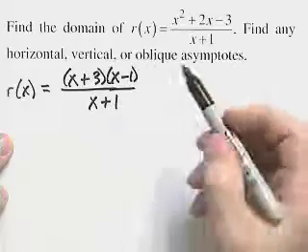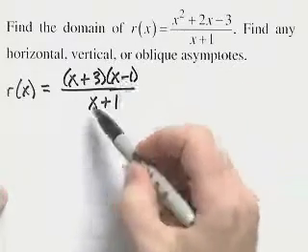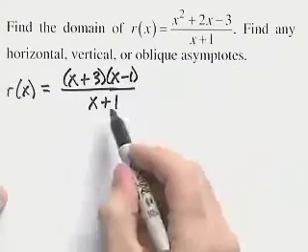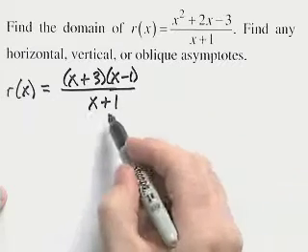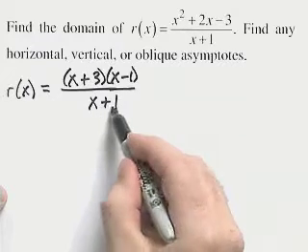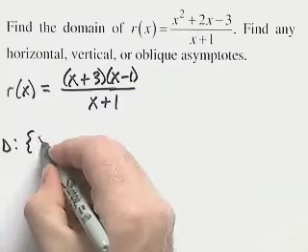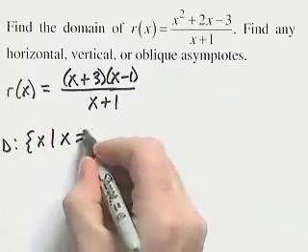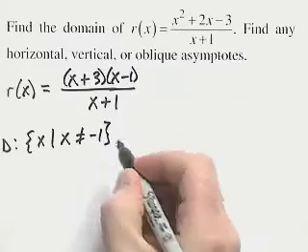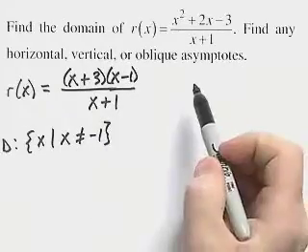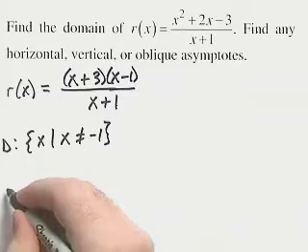To determine the domain, recall that the domain of a rational function is all real numbers except where the denominator is 0. In this case, x equal to negative 1 makes the denominator 0. So our domain is the set of all real numbers x such that x is not equal to negative 1. To determine the asymptotes, we'll start with vertical asymptotes.